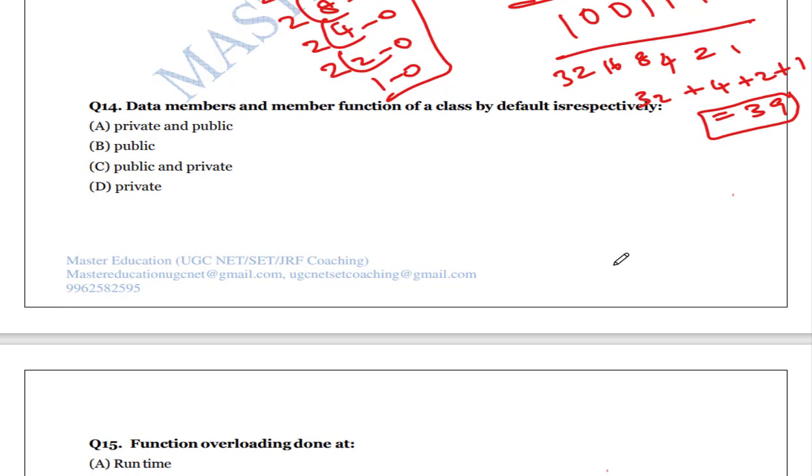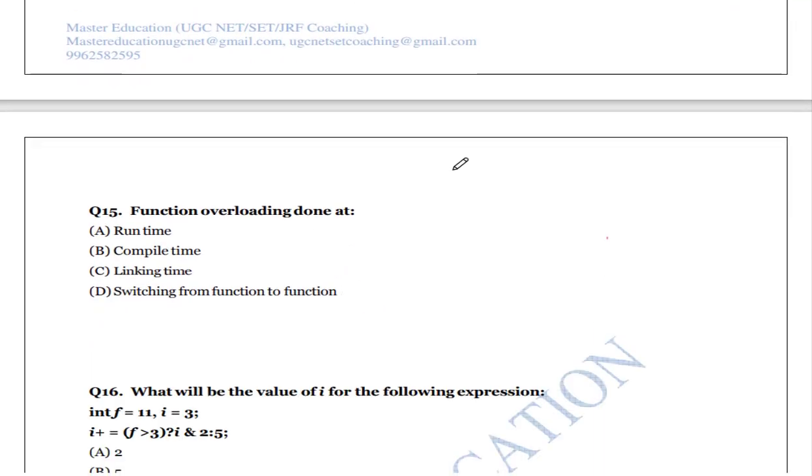The next question. Data members and member functions of a class by default are respectively private. Whenever you define them as public, then only they will become public and accessible everywhere in the program.